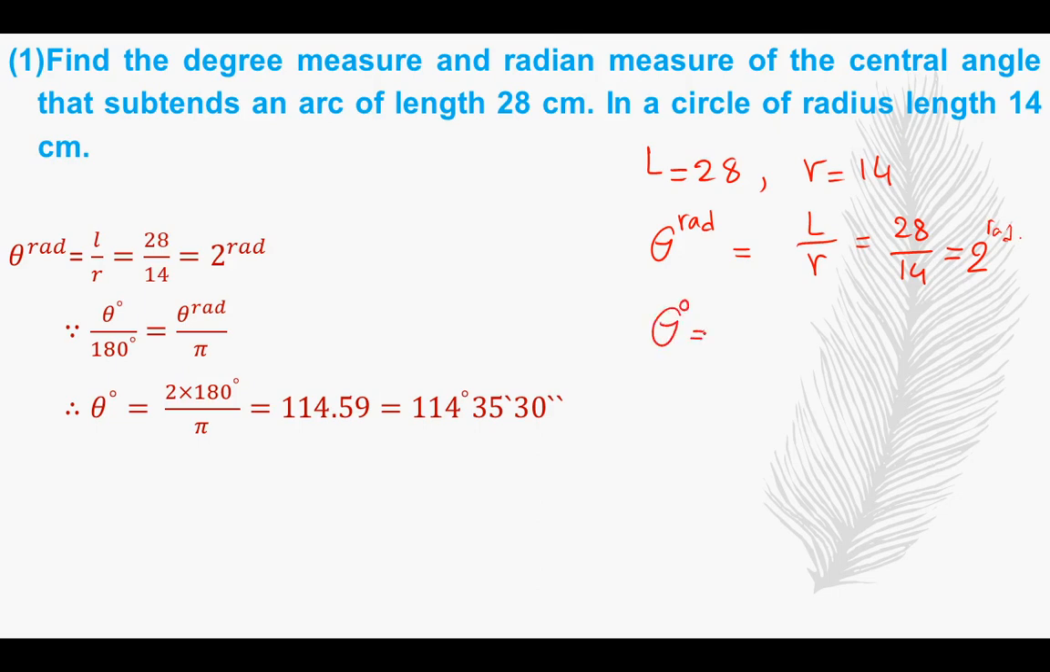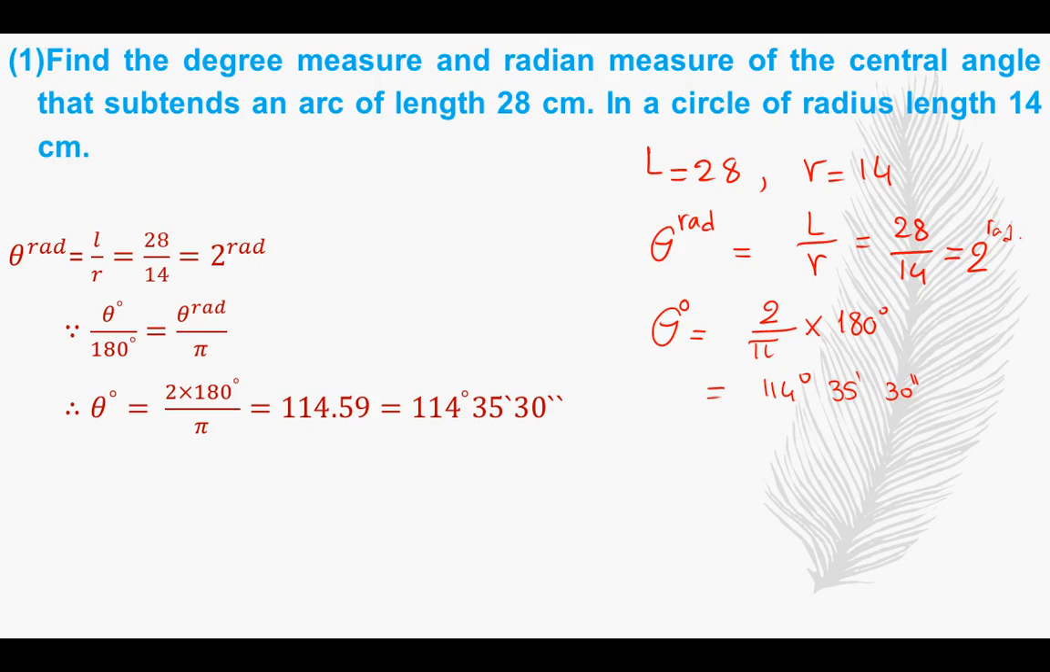And we want to find theta degree by using the rule. Theta degree equals theta radian over pi multiplied by 180. Use your calculator. It will be 2 over pi multiplied by 180. The result will be 114 degrees 35 minutes and 30 seconds. And this is the solution. You can see it here.